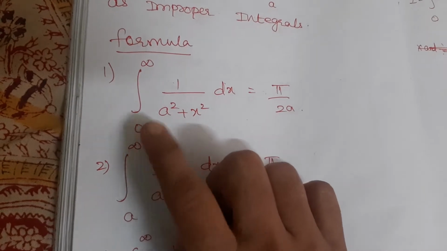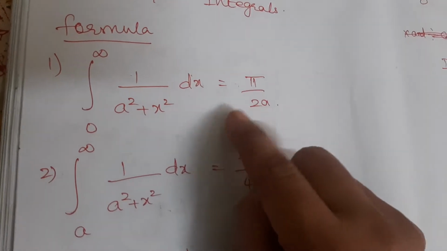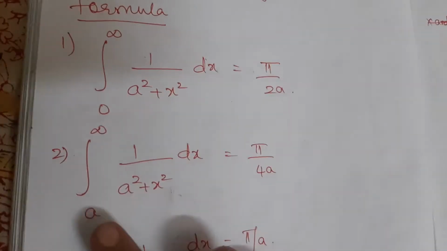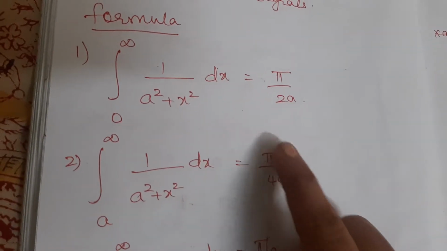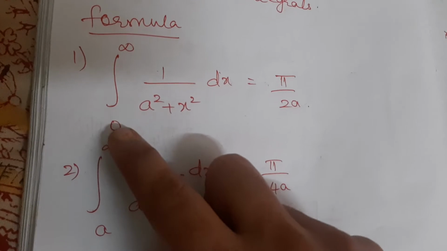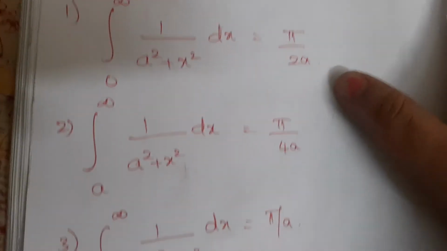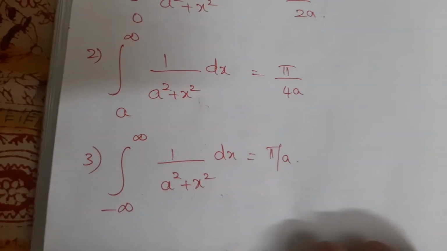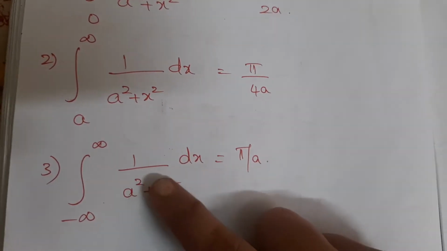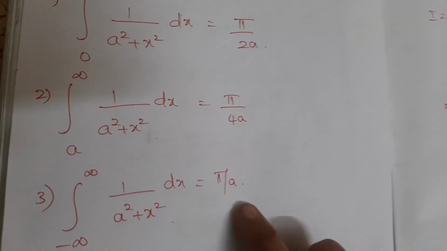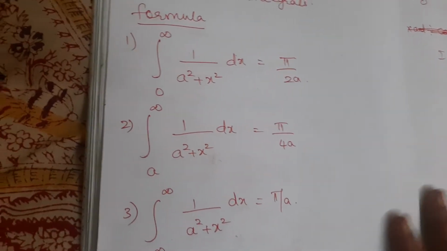Integral 0 to infinity dx by a square plus x square is equal to pi by 2a. Integral a to infinity dx by a square plus x square is equal to pi by 4a. Just look at this: 0 to infinity means pi by 2a, a to infinity means pi by 4a. Suppose the integration is of the type minus infinity to plus infinity dx by a square plus x square, then this is pi by a. So that's all. These are the three formulas, and using these only we are going to evaluate.